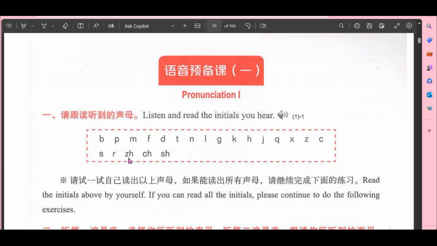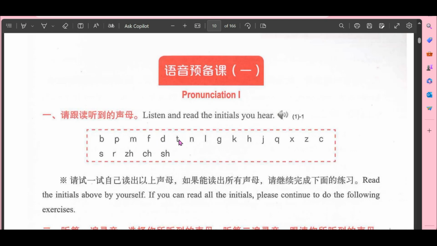Okay, this one. Zhi, chi, shi. These three, most of my students who I taught had a problem pronouncing them. So let's go again. Zhi, chi, shi. Okay.